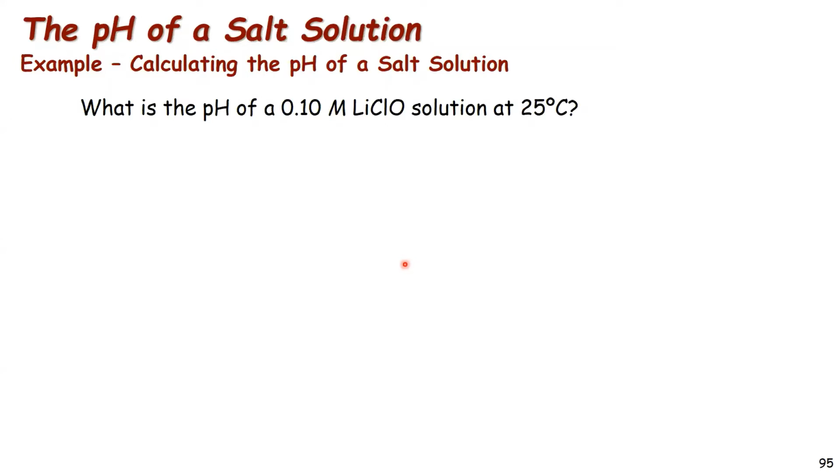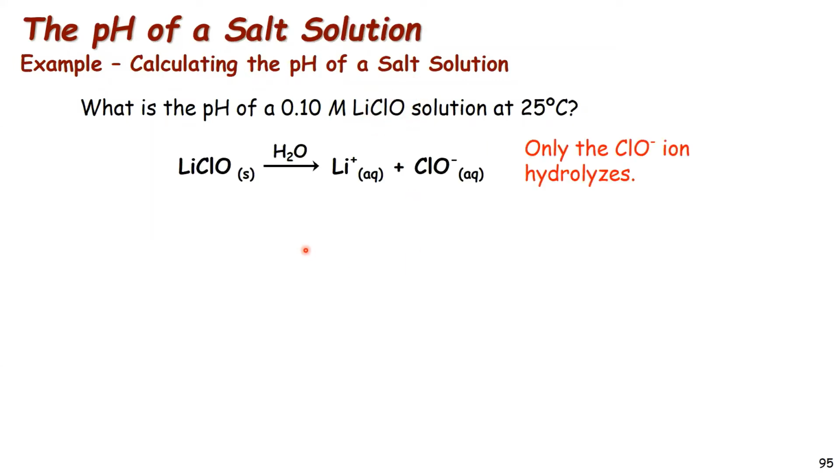So let's try an example. Let's say we want to know the pH of a 0.1 molar solution of lithium hypochlorite. Again, we can see that the lithium is the conjugate acid of a strong base, lithium hydroxide, so it's not going to hydrolyze. But the hypochlorite ion is the conjugate base of a weak acid, hypochlorous acid. So we know it'll be the hypochlorite ion that actually hydrolyzes. It'll react with water.